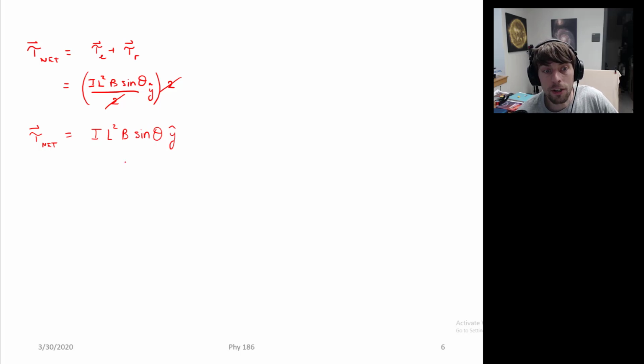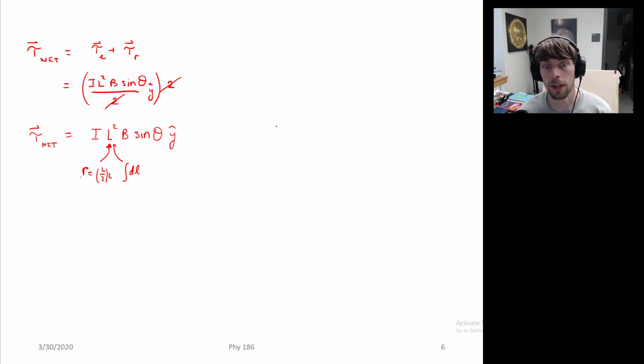Pretty cool, huh? We can go even more general. As it turns out, if I think about what happened here, one of those L squareds came from R, the distance from the pivot point to the point of application of the force, and another one came from the length of the current carrying wire. In other words, integrating dL. And maybe I should say this one came from having L over 2, and then I had 2 wires to complete the loop.